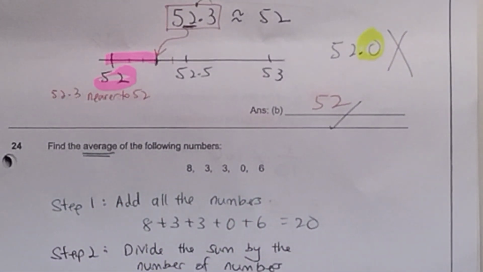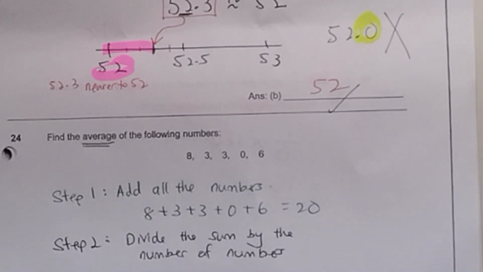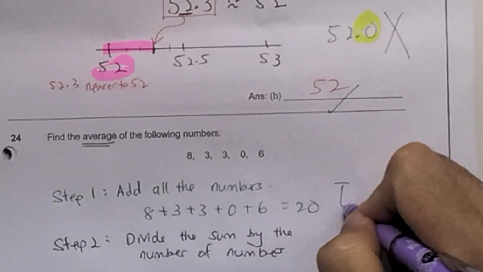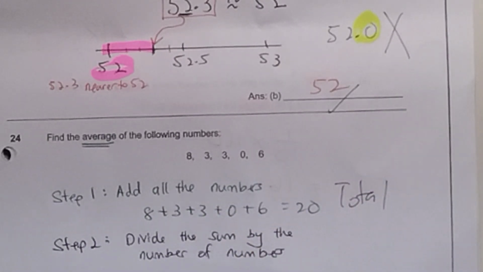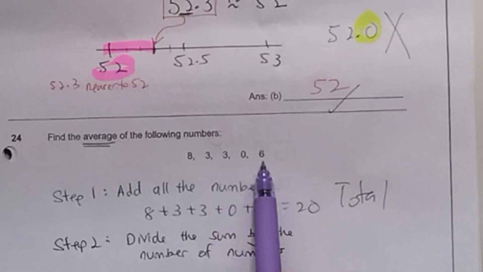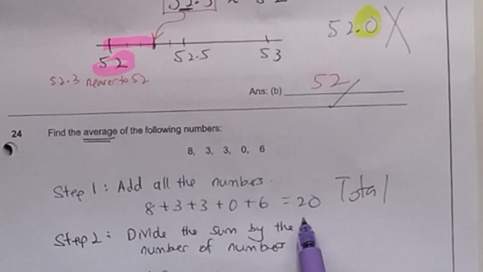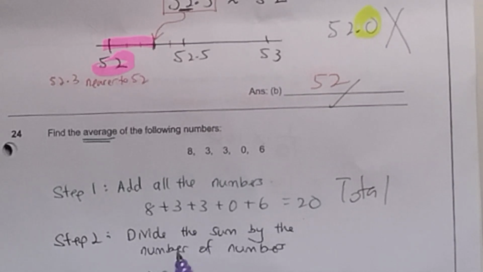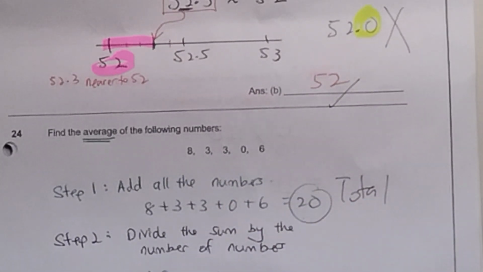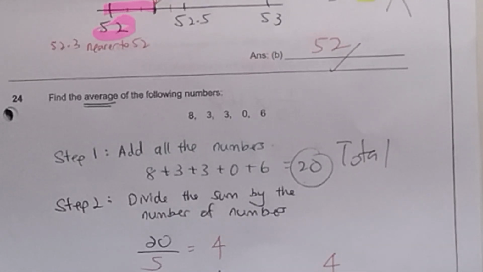Next, find the average of the following numbers. If you're my student, please make sure you write down the steps in words. Pause the video and do so. Add the numbers together first. First step is to find the total. 8 plus 3 plus 3 plus 0 plus 6, you get 20. Next, you divide this total by how many numbers there are. How many numbers? 1, 2, 3, 4, 5. So 20 divided by 5 numbers. The average will be 4. Average is 4, and that's the answer.